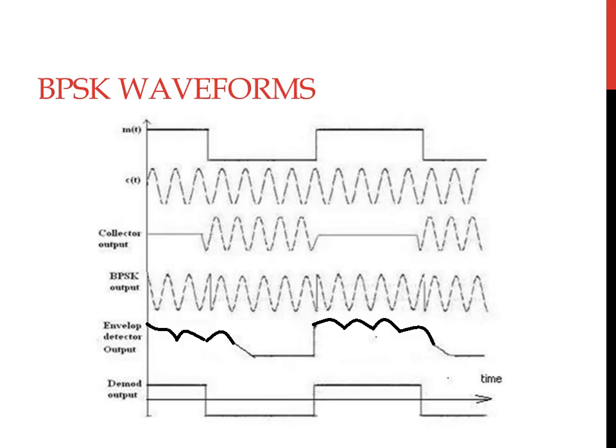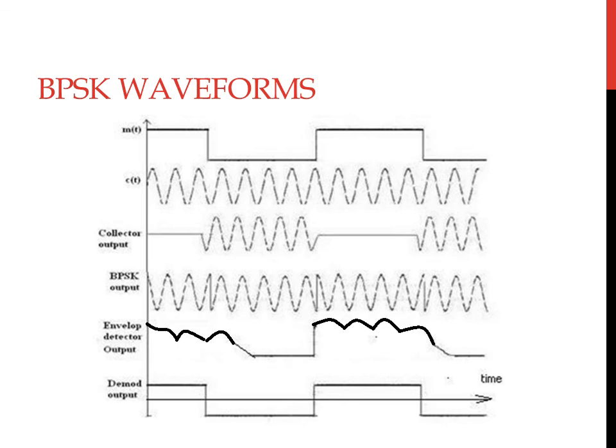Here are the waveforms for BPSK. M of t is a signal having an amplitude of plus or minus 2.5 volt, and C of t is a signal having an amplitude of plus or minus 3 volt. The collector output voltage is 0 when M of t is positive, and it is equal to C of t when M of t is negative.